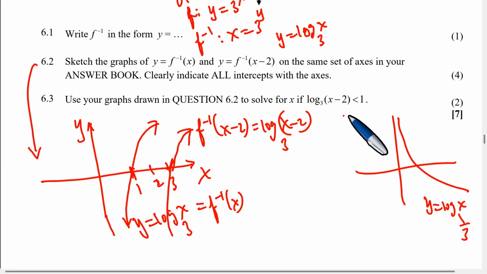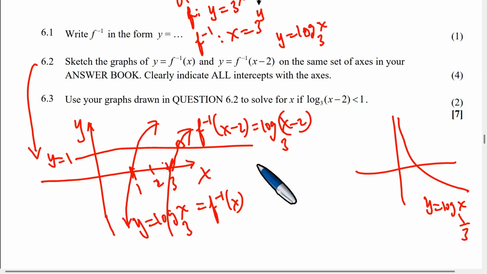If the log of x minus 2 base 3 is less than 1. You need to use the graphs to solve for x, if that is the case. Okay, so obviously I would imagine that this question was drawn to scale, because now you need to compare the two graphs. This is the graph of the inverse. Now you need to compare with another graph, y equals 1, so that you can consider the part where this inverse is smaller than 1.